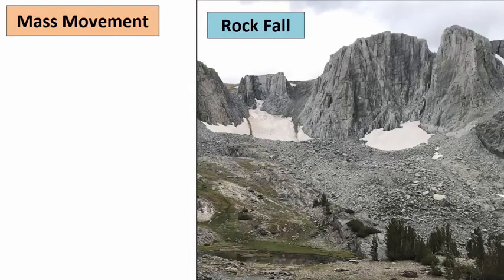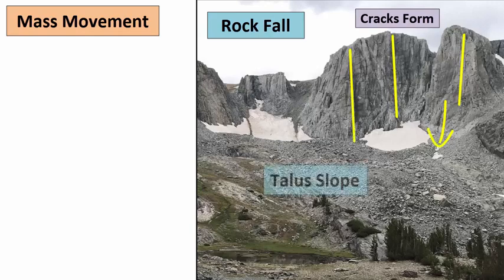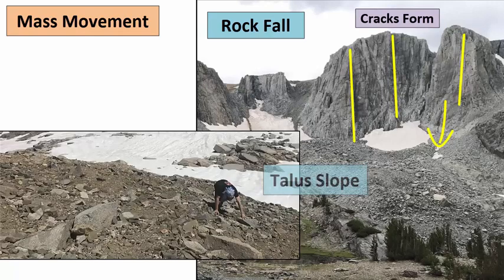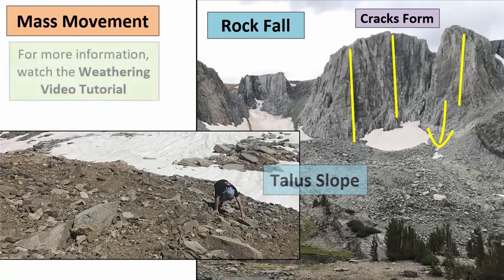The fastest type of mass movement happens during a rock fall, which happens when cracks form on rock cliffs and eventually break off chunks of rock, which fall and collect at the base of the cliff in a pile known as a talus slope. These cracks can form through a number of processes, such as frost wedging and exfoliation. For more information on the physical weathering processes, watch the video tutorial on weathering.